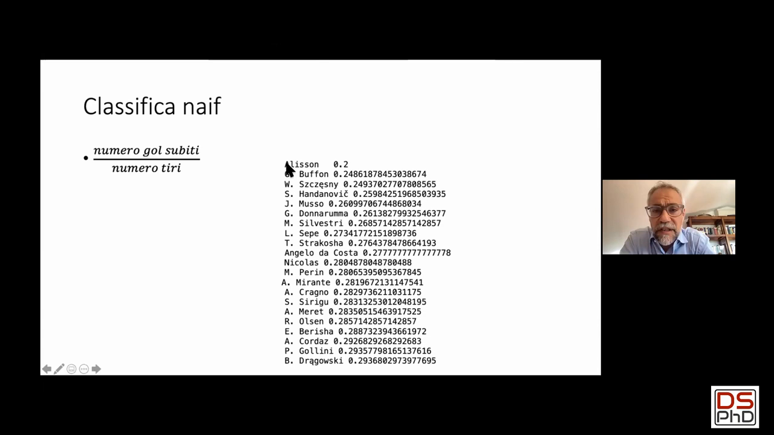in which we see that the best goalkeeper is Alisson Becker of Roma, now in Manchester United, I think. Then Gianluigi Buffon, then Szczęsny. I'm sorry if my Polish is not fluent. Samir Handanovic, Juan Musso, Gianluigi Donnarumma, and so on and so forth. There are some surprising aspects.